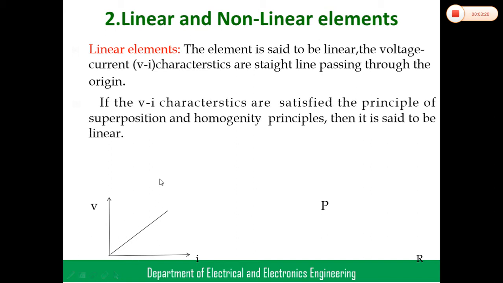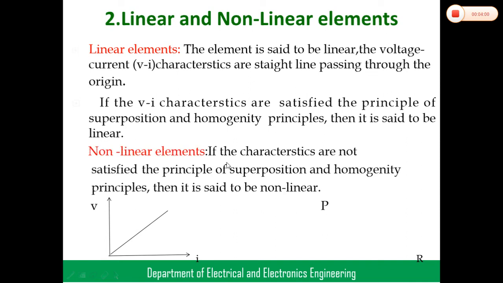We have another definition also in network analysis, but the main definition we need to consider is this one. If the VI characteristics satisfy the principles of superposition and homogeneity, then it is called linear. The characteristics which do not satisfy superposition and homogeneity are called non-linear.